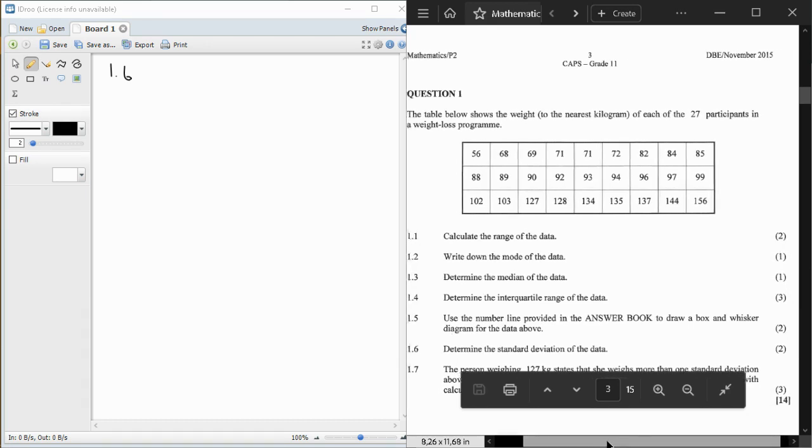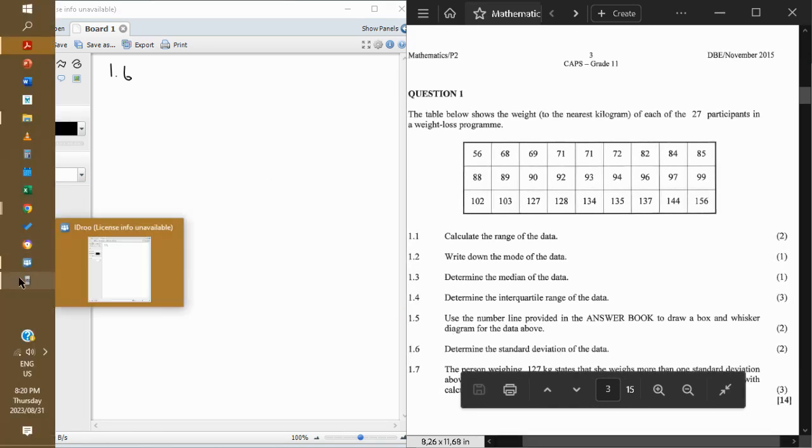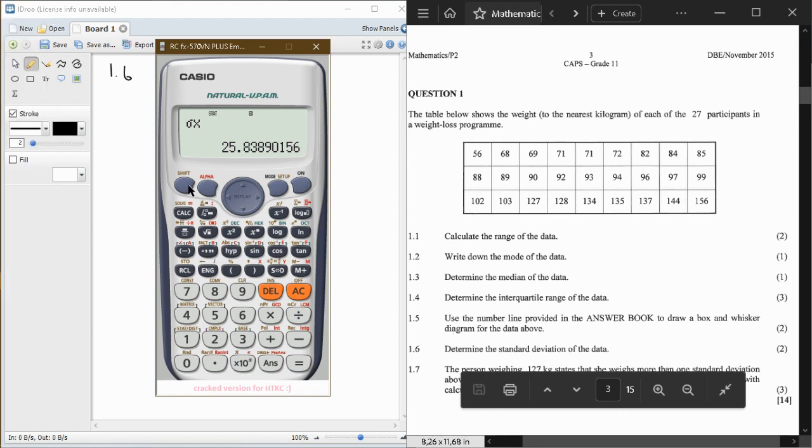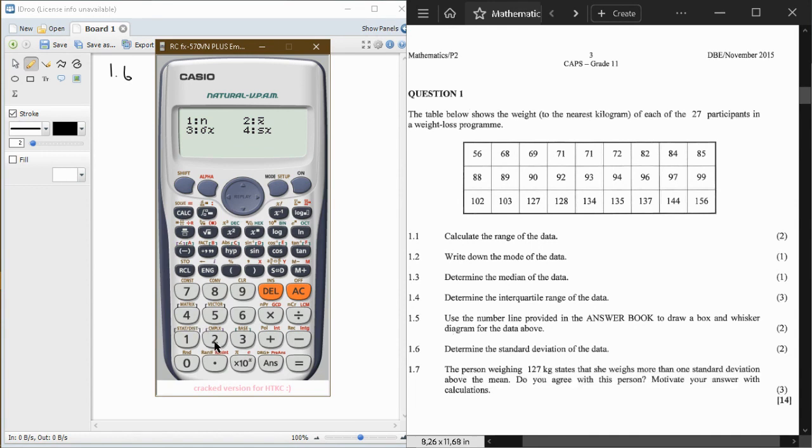How many marks does it get? 2 marks. So now we can find our standard deviation using our calculator. We got our mean as 98,59 kilograms. In order to determine your standard deviation, you need to press shift 1, press VAR, number 4, and number 3 represents your standard deviation.